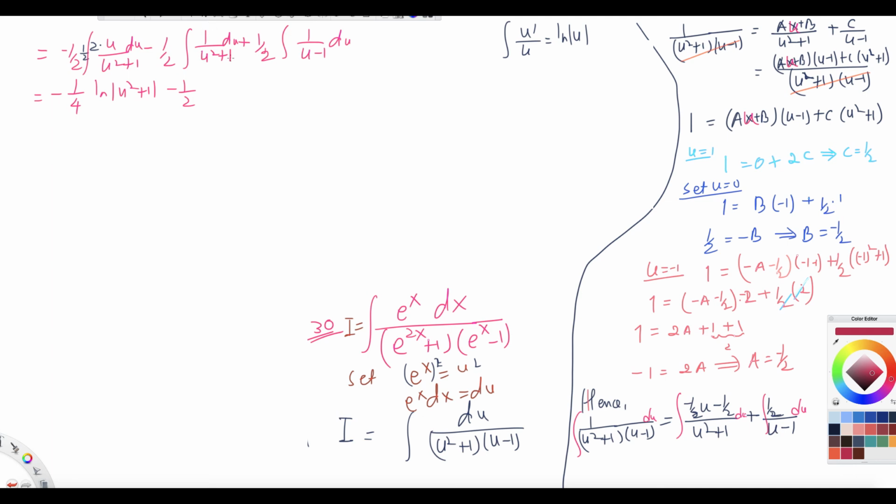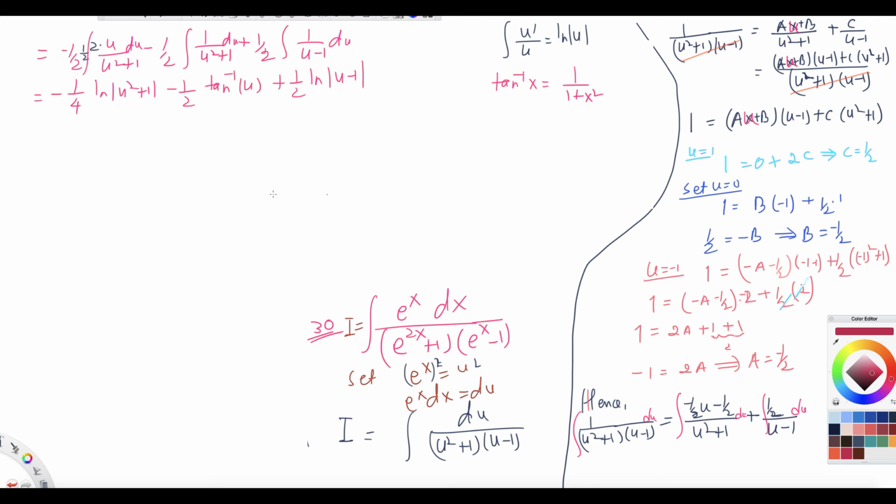What is the integral of 1 over u squared plus 1? Do you remember this? The derivative of tangent inverse x is equal to what? 1 over 1 plus x squared, right? So the integral of that will be tangent inverse. So there will be tangent inverse u, and then plus 1/2 natural log of u minus 1. You see that? That's what it will be.